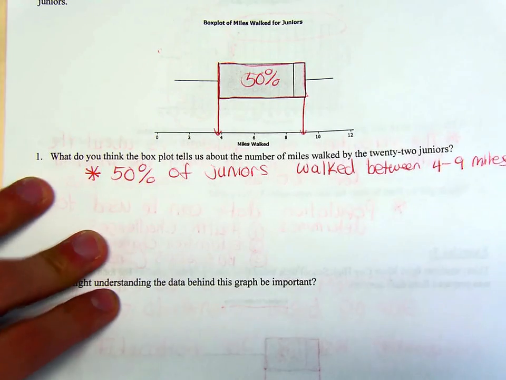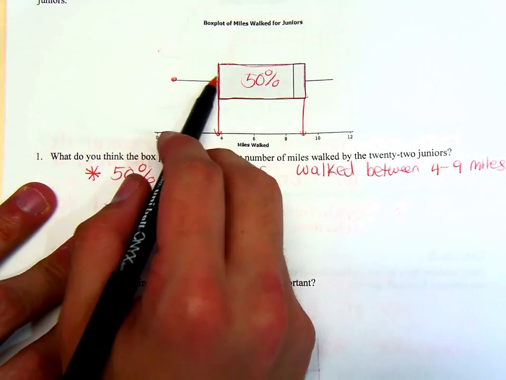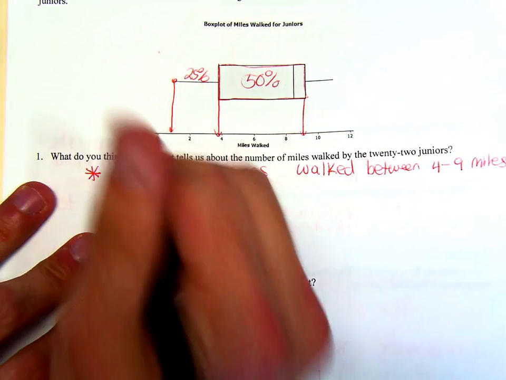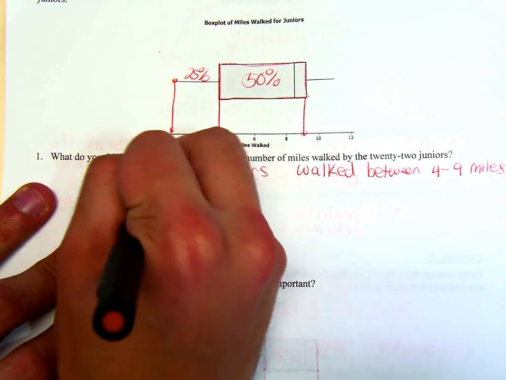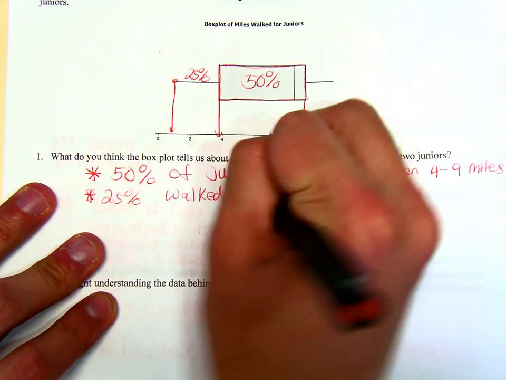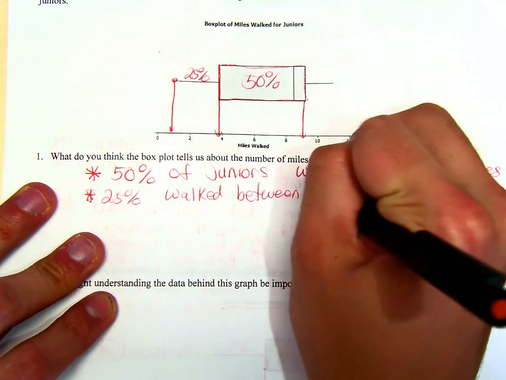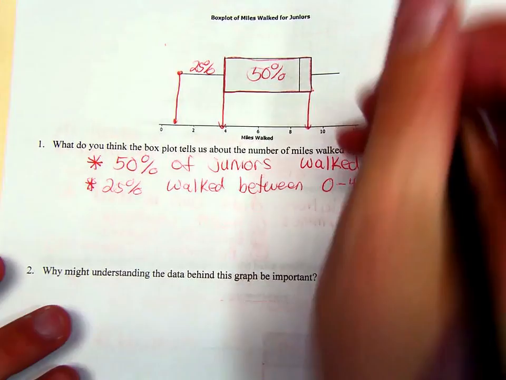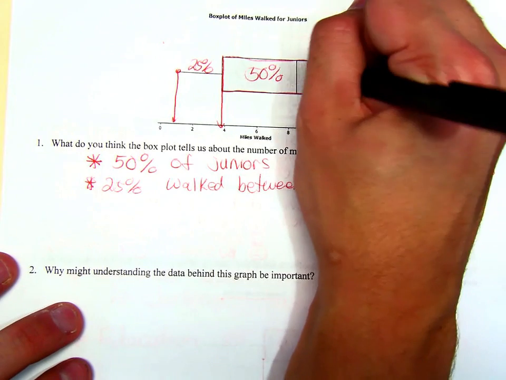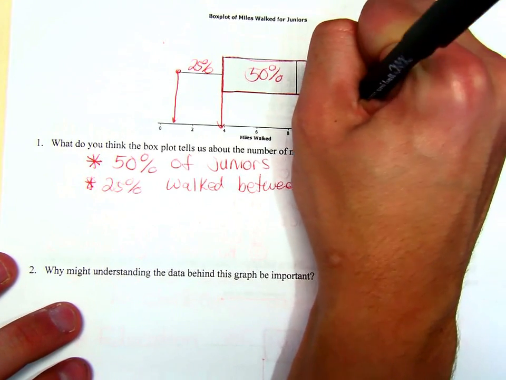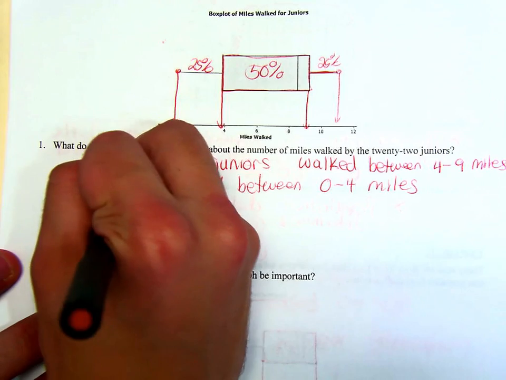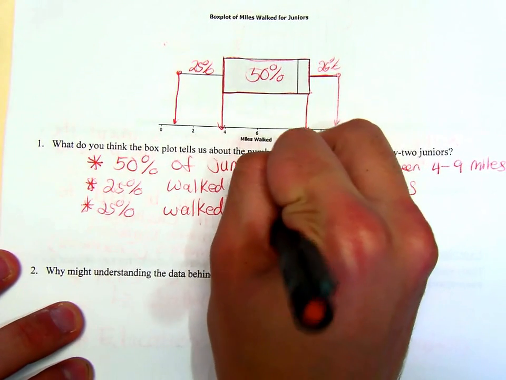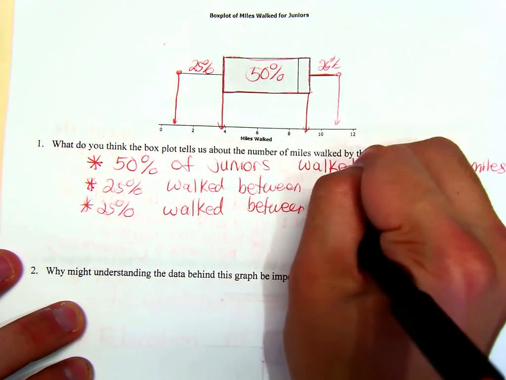We also can tell that if we look at the lower portion, the lower portion represents 25%. So we could say that 25% walked between 0 to 4 miles. And then the last 25% is on the other side. So this would be the last 25%. If we go down, that would be about 11. So we could say that 25% walked between this 9 miles and 11 miles.